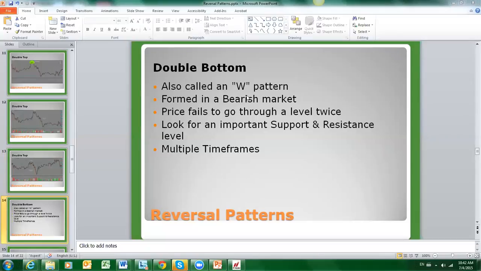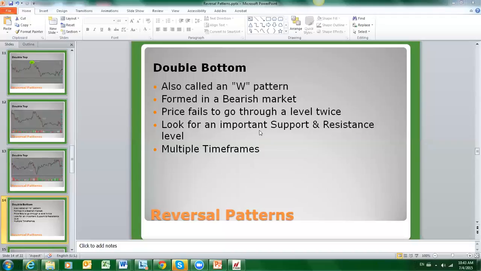So now let's take a look at the double bottom pattern, which is also called a W pattern because it looks like a W at the bottom. It's formed in the bearish market, which means if the price is going down and you see a W pattern, that's a good indication that the price may start going back up now. So it's formed in a bearish market, and we're looking for the price to go up. And again, price fails to go through a particular level twice, and that's why it's double bottom.